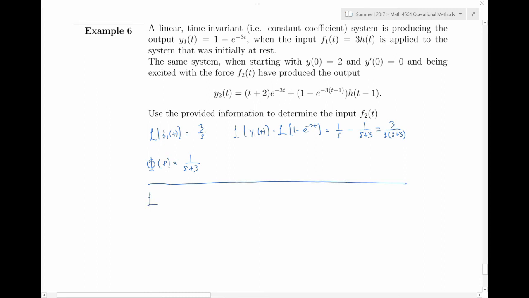Alright, we do know that the Laplace transform of the output can be computed as, well, t produces the derivative with the minus sign of the Laplace transform of the e to the minus 3t, which is 1 over s plus 3, plus 2 Laplace transforms of e to the minus 3t. And then the next term is just a shift. So it's going to be e to the minus s multiplied by the Laplace transform of 1 minus e to the minus 3t multiplied by h of t.